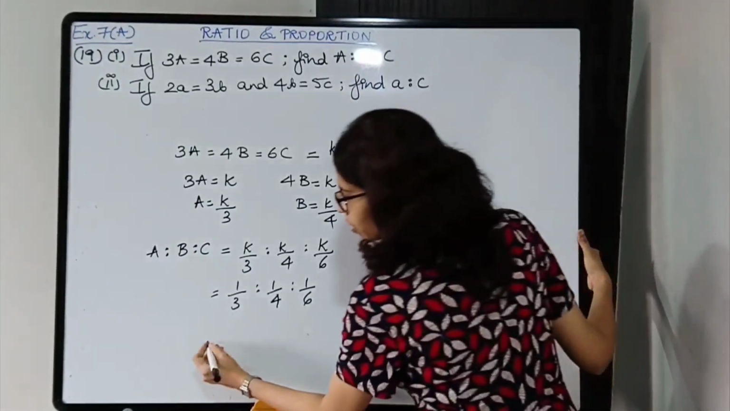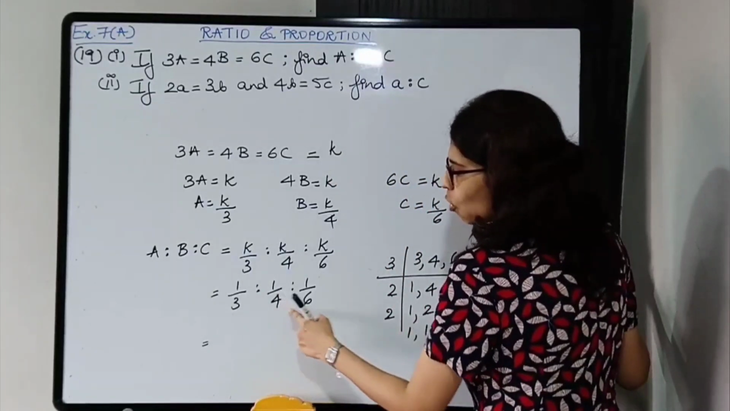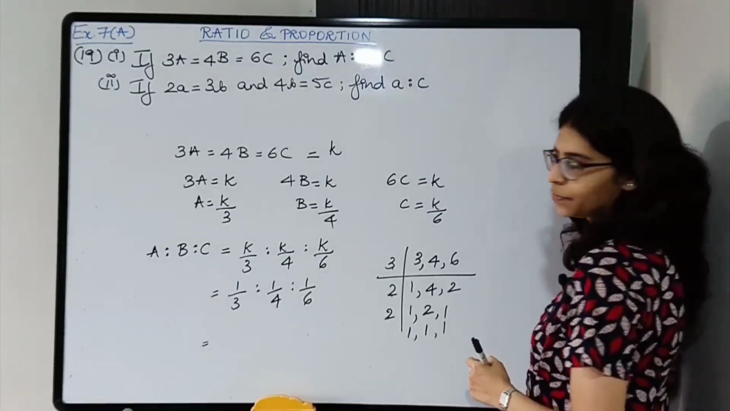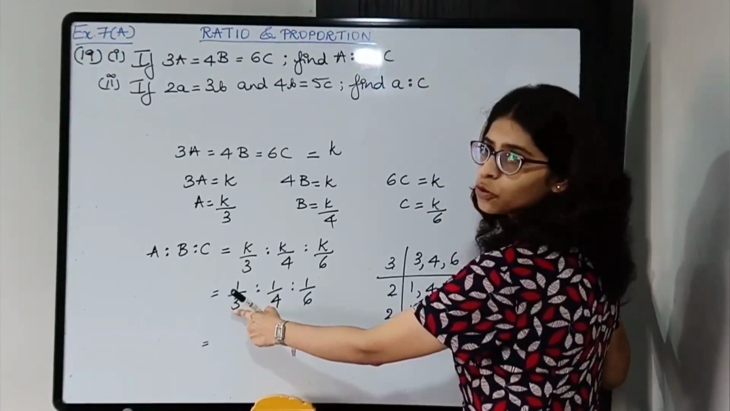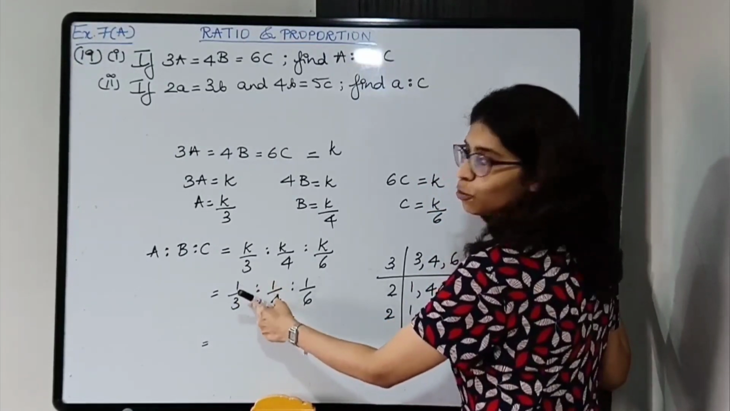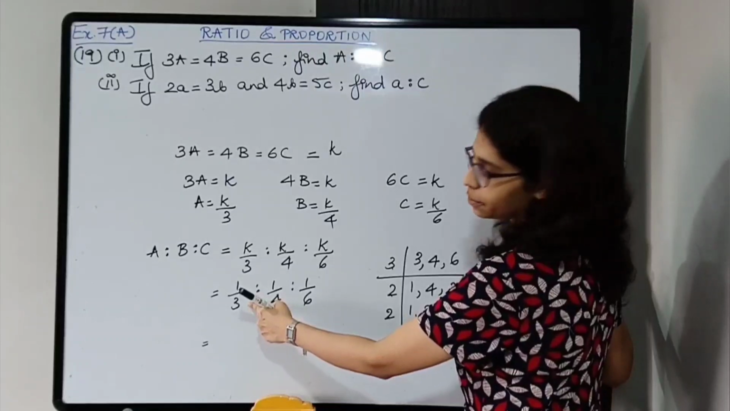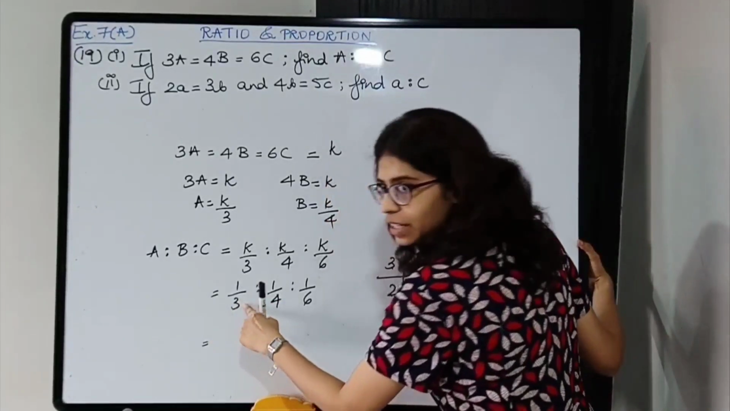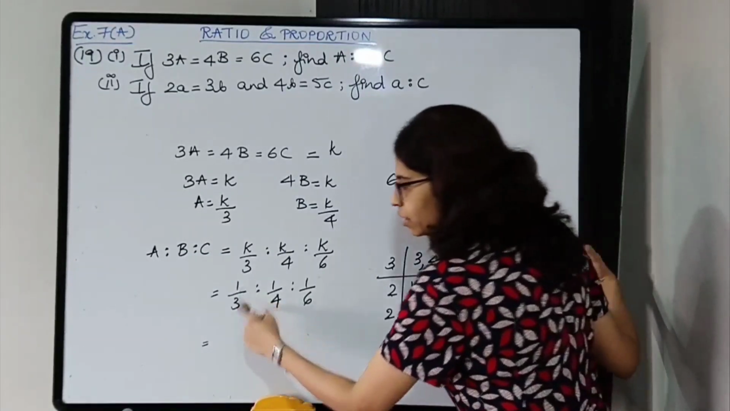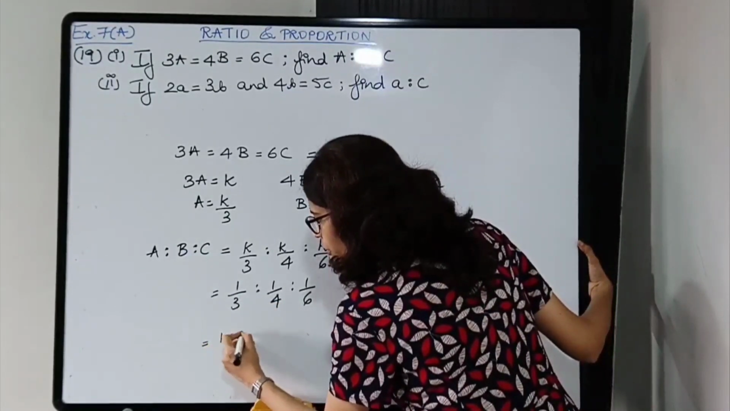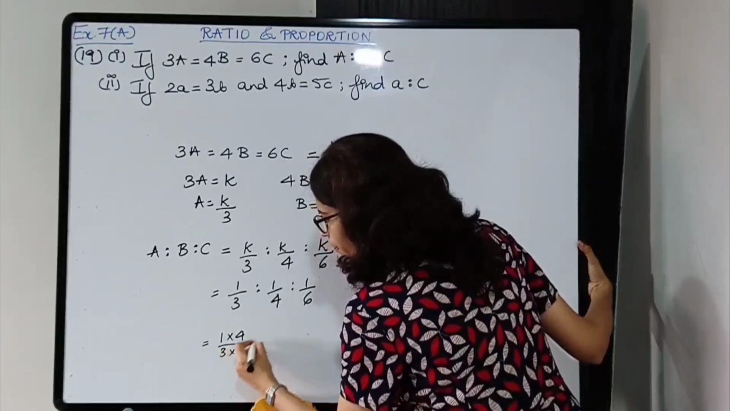So I need to make all the denominators 12. So 3 into what will give me 12? 3 into 4. So multiply by 4 in both numerator and denominator. ठीक है, सो सिर्फ यहाँ पे नहीं मल्टीप्लाई कर सकते, दोनों न्यूमरेटर डिनोमिनेटर में करना है. ओके, सो 1 into 4 upon 3 into 4.